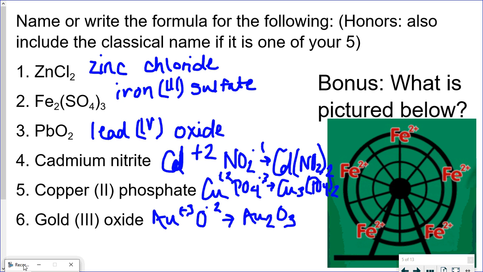And we always love some chemistry puns. So if you look at the question of what is pictured below, you have Fe positive 2, which is ferrous, going around in a wheel. So it's our Ferris wheel. Hope you got a little laugh of that.